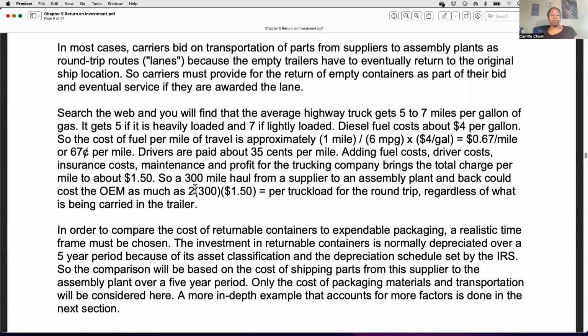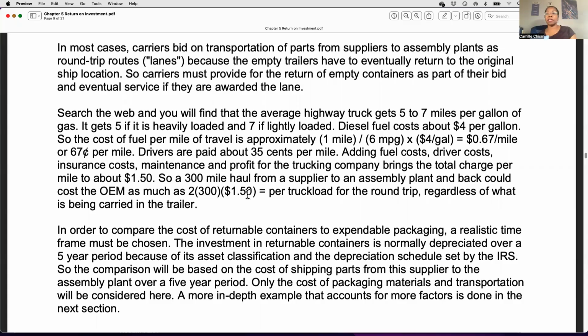So we're gonna take 2 times 300, which is 600, times 1.5 for the $1.50, and that's $900 per truckload for the round trip. Easily they're spending, and that's not counting any surcharges or changes with supply chain, but you can easily say it's $900 based on this for a round trip for the truck to go pick up parts from the supplier, drop them off at the OEM.